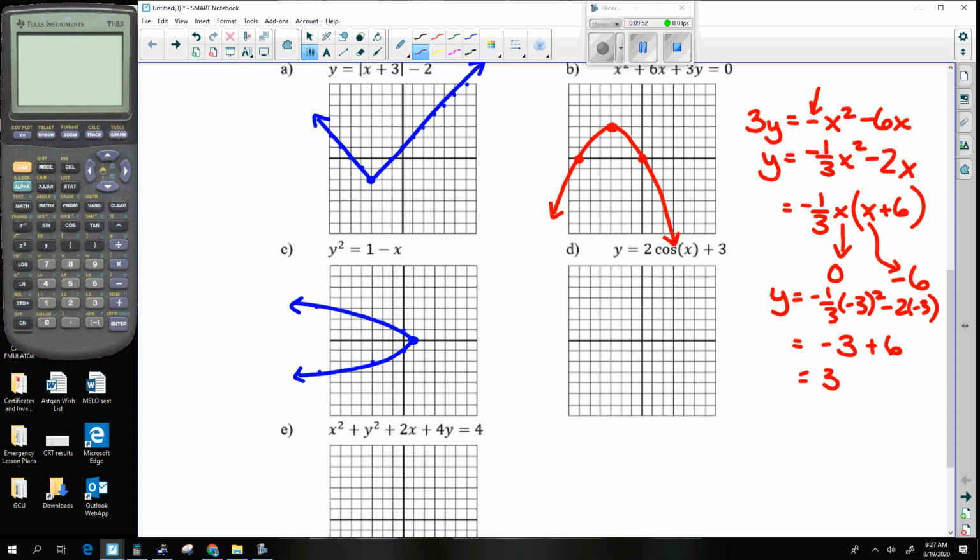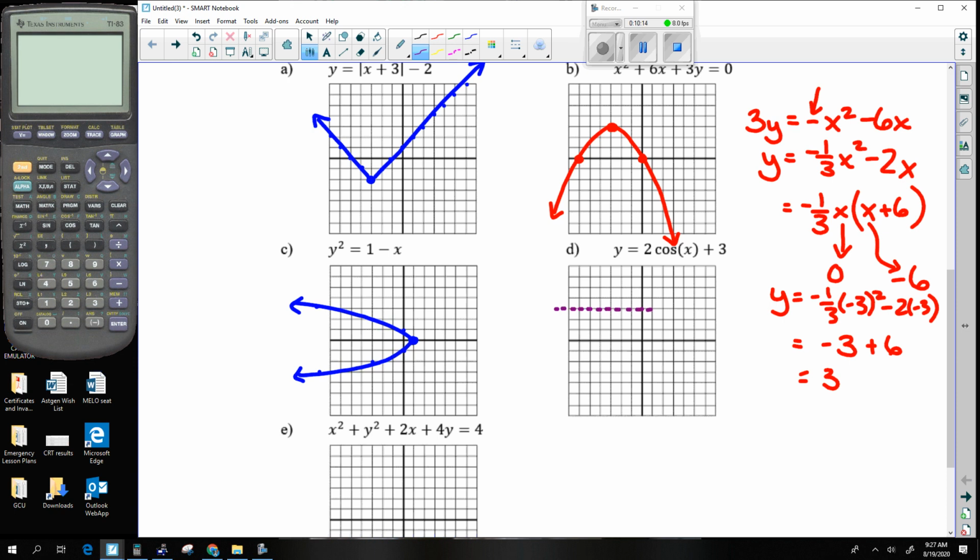Two cosine x plus 3. I don't really want to get into a complete art of graphing sines and cosines. My advice is use your calculator if you can on these, and make a quick and dirty version. But what I do know, I can graph these pretty well. So I'm going to move my center line up 3.